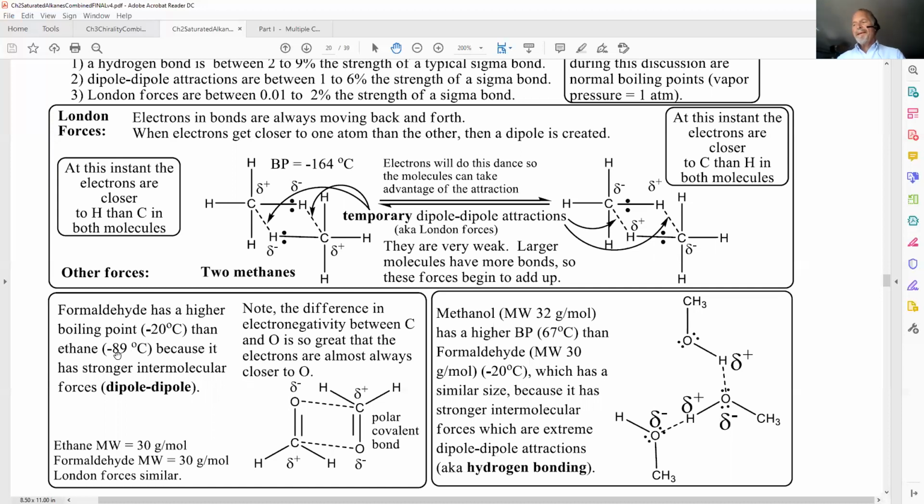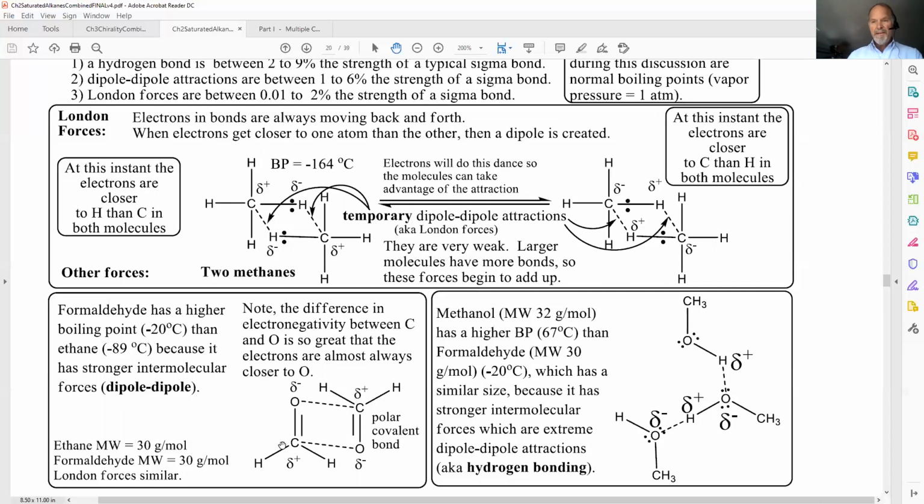Formaldehyde has almost the same mass. It's within 2 grams per mole. It's depicted here. And based on your knowledge of electronegativities, you know carbon with a 2.5 and oxygen with a 3.5. There's a difference of 1.0 there. That is called a polar covalent bond. Molecules with polar covalent bonds are attracted to other molecules with polar covalent bonds, and the attraction is called a dipole-dipole attraction. And it's not a temporary dipole, that's a permanent dipole because of the electronegativity differences between the atoms.